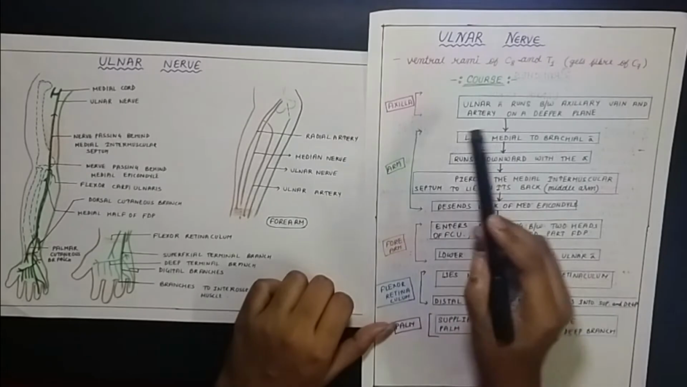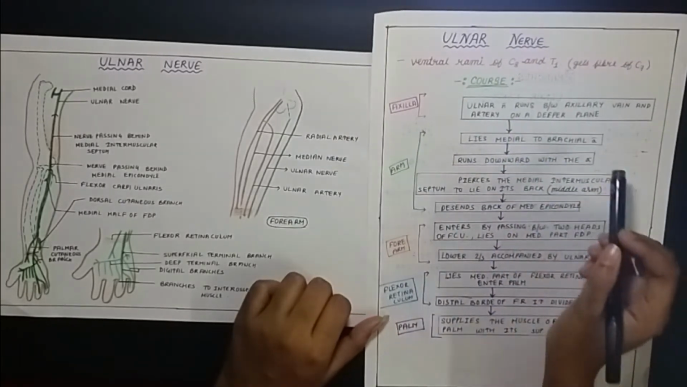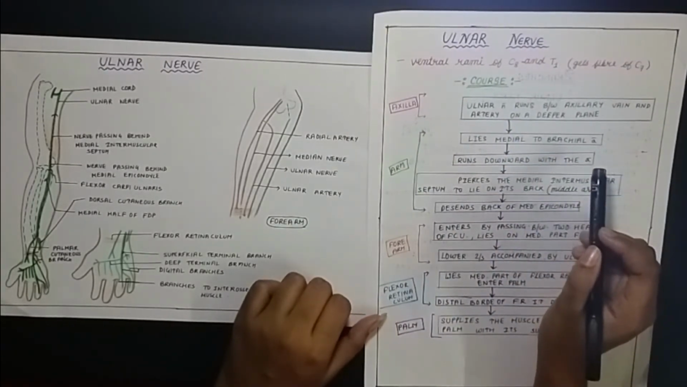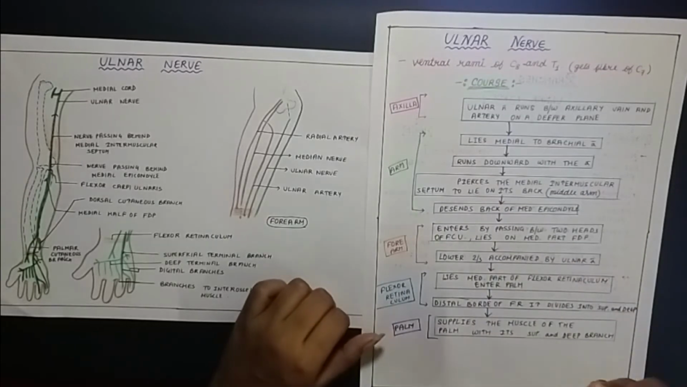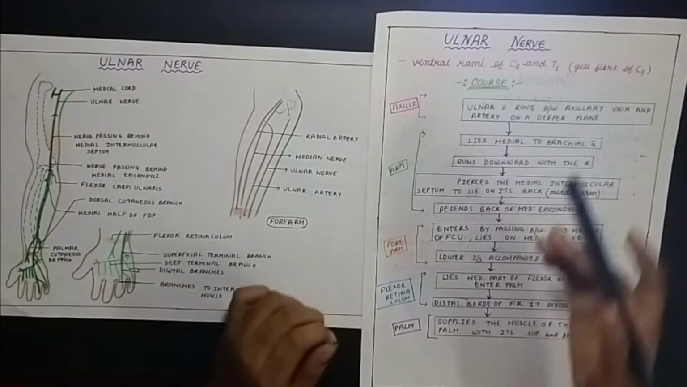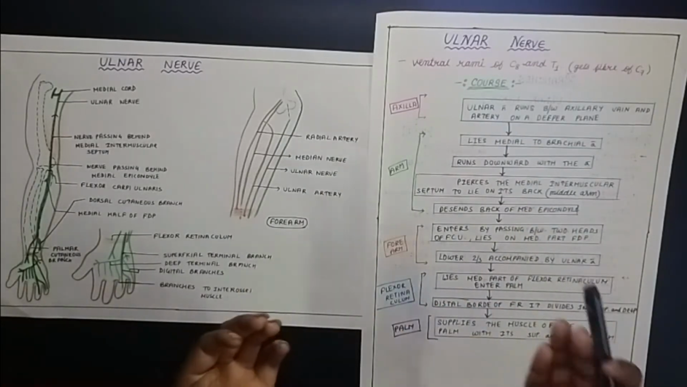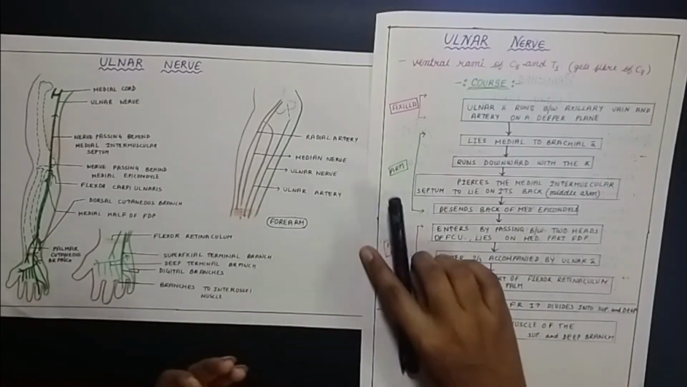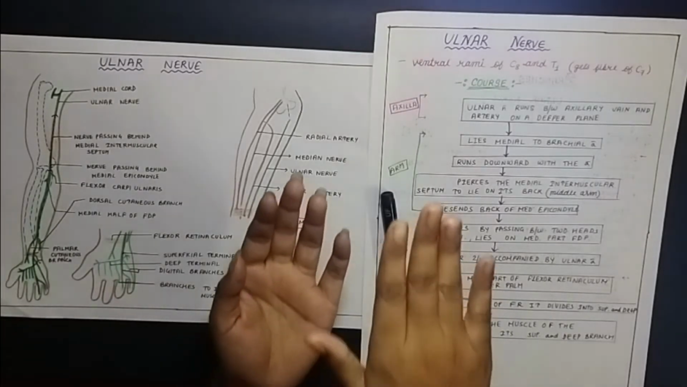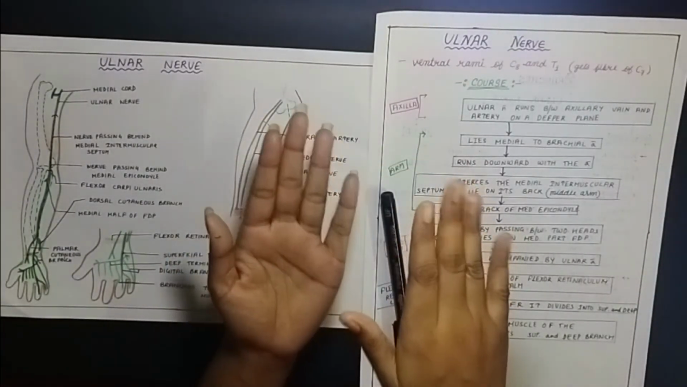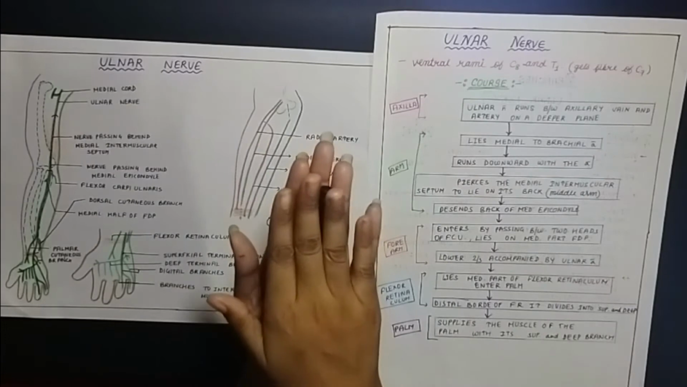In the axilla, the ulnar nerve runs between the axillary vein and artery on a deeper plane. In the deeper plane, if you search for the ulnar nerve, only then will you find that it is between the axillary vein and axillary artery. This is the axillary vein, this is the axillary artery, and between them is the ulnar nerve. So like this it stays.